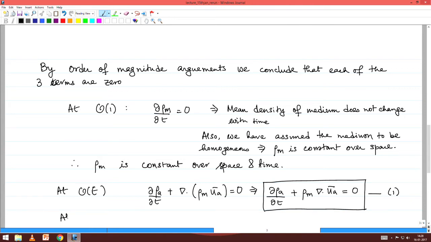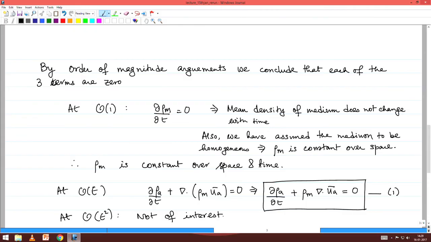At order epsilon square, you get another equation, but this is not of our interest. So, the continuity equation basically gives us two very important inferences. One is that the mean density is actually constant over time. It is also assumed to be constant over space, because by assumption we are now dealing with a homogeneous medium. At order epsilon, we get this equation 1 as our result.